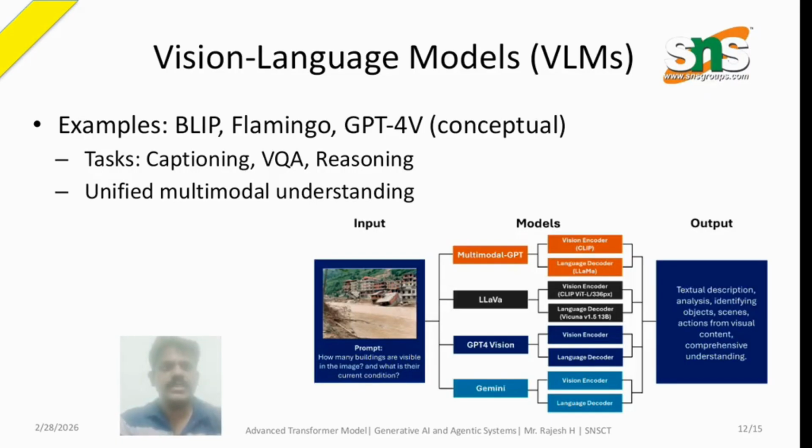So vision language models, in short form, are called VLM. It takes an input prompt such as: how many buildings are visible in the image and what is their current condition. With this, we apply multimodal GPT vision, Gemini, and so on. With the textual description, it will produce a comprehensive understanding of the visual content. The tools used are BLIP, Flamingo or GPT-4 vision, for captioning, reasoning, everything in the form of a visual language model.